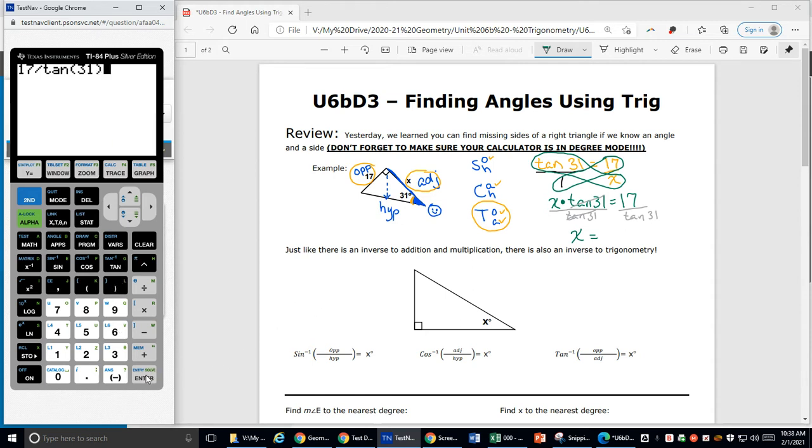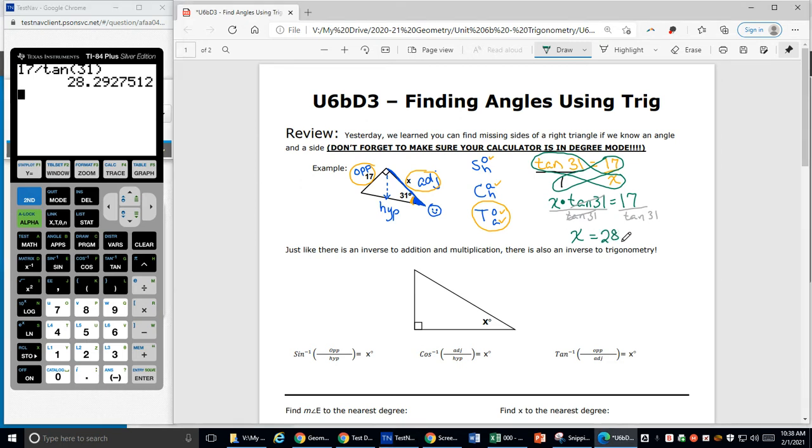And when I hit enter, I'm going to see that x equals 28.292, and then after that 2 is a 7. So I do want to bump that up to 28.293. Okay, so that is what we did yesterday.